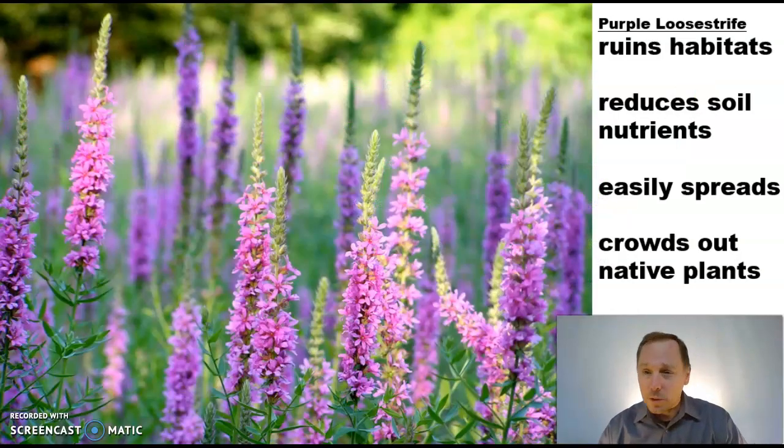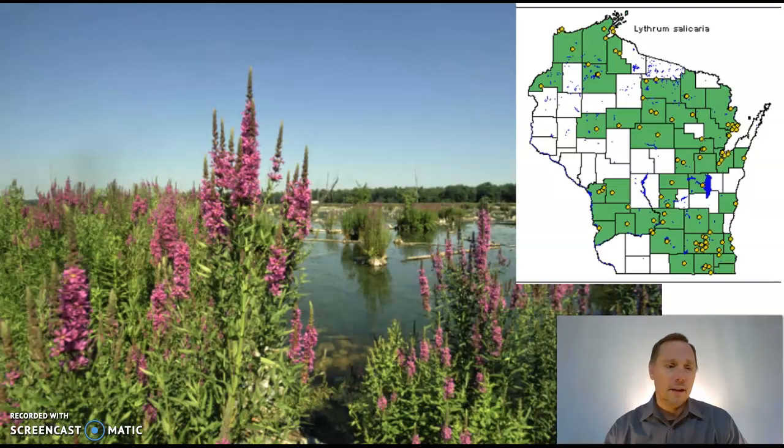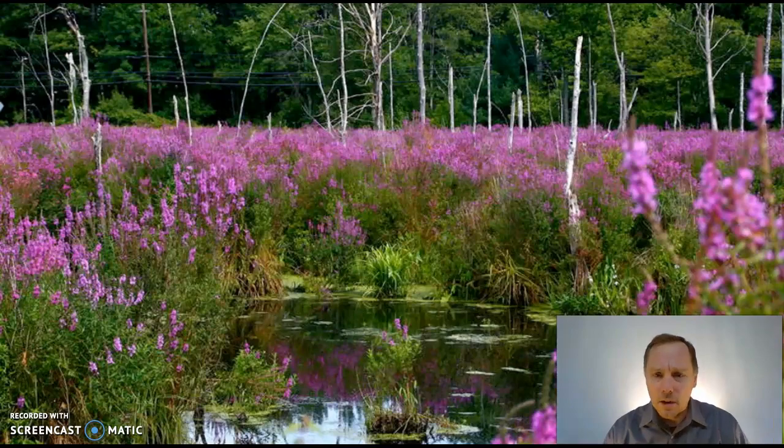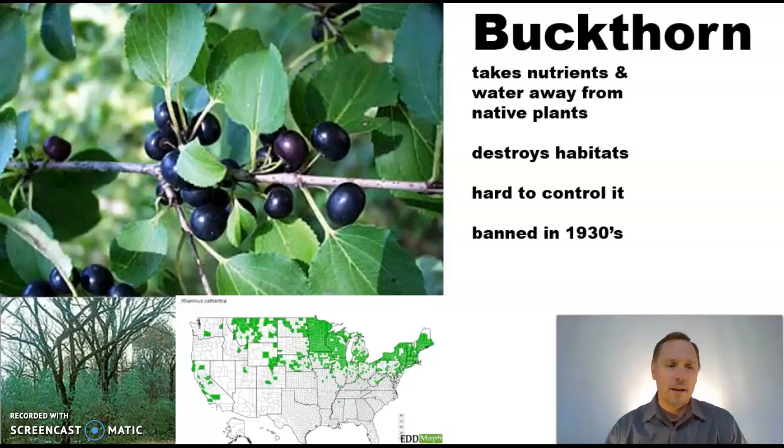Not only that, we have purple loosestrife. Oh, it's pretty. No, it ruins habitats, reduces soil nutrients, spreads easily, crowds out native plants, and is a big problem here in Wisconsin. Okay, get out of here, purple loosestrife. And then you have buckthorn, destroys everything, hard to control. It is a nuisance. Look at this poor forest being gobbled up by buckthorn. Ecological relationships gone horribly wrong.